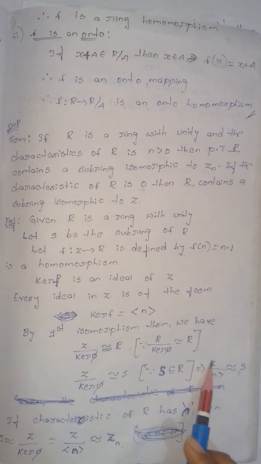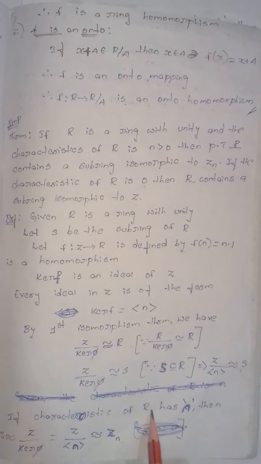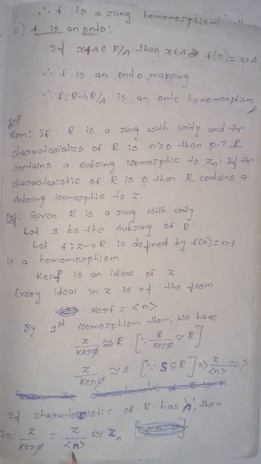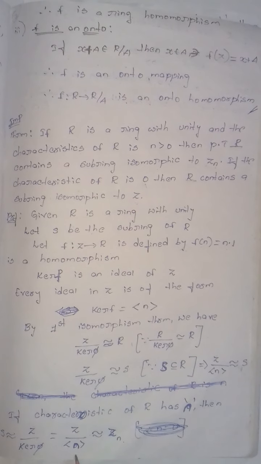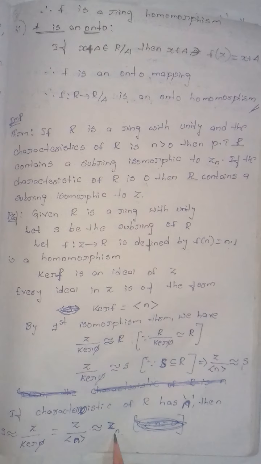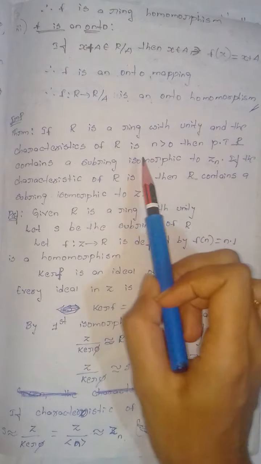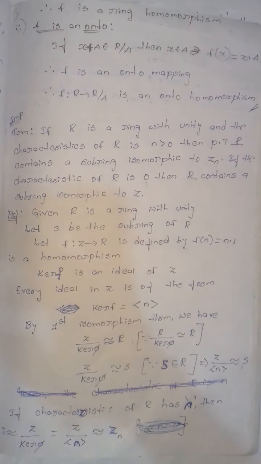Now S is isomorphic to Z by generator n. Now if the characteristic of R is n, in the place of n is only there. Now Z by generator n can be Zn, because we have some formula. Zn can be written as Z by generator n. Means you see, by taking the characteristic of R as n, we have proved S is isomorphic to Zn. First condition is proved.